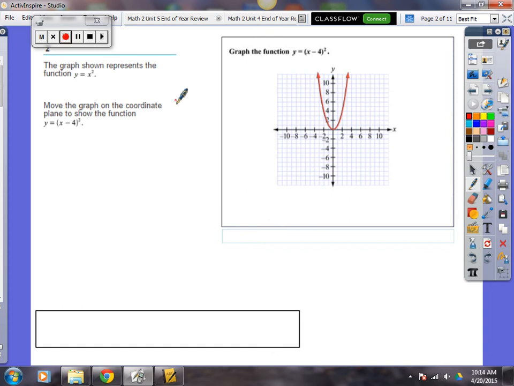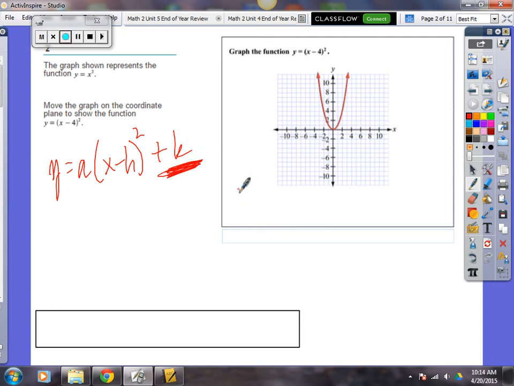Okay, this graph represents the parent function of all quadratics, so y equals x squared. Now we're going to transform it as well. Move the graph on the coordinate plane to show y equals x minus 4 squared. You remember the model, y equals a times x minus h squared plus k, and we just did this guy right here.